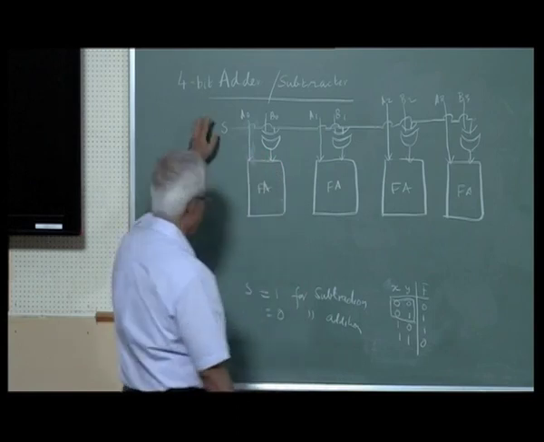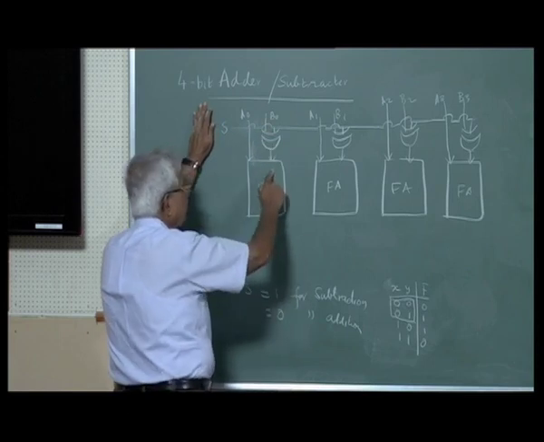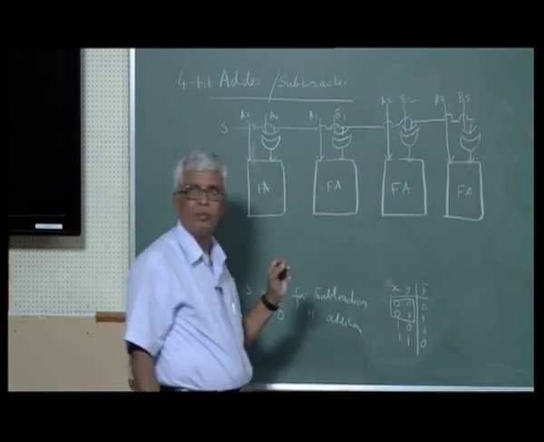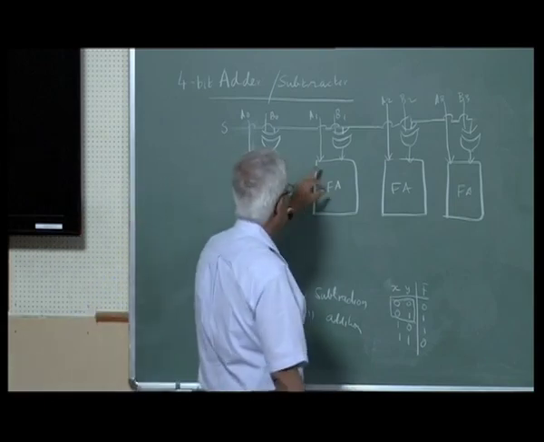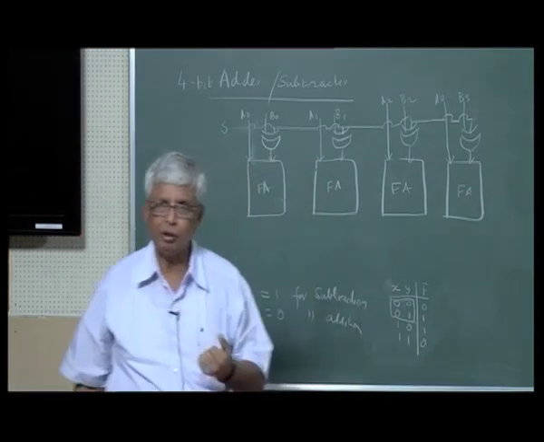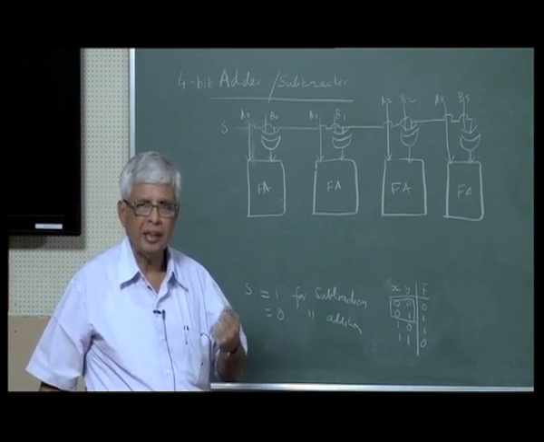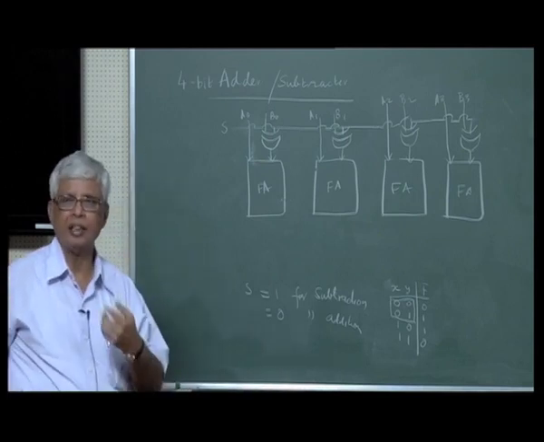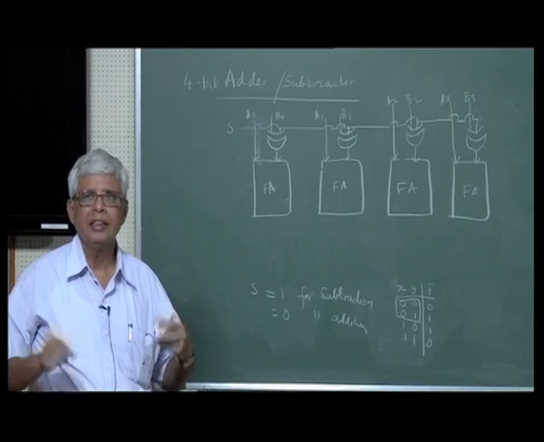So by making S equal to the subtraction signal, if it's a subtraction, I will get B0 inverted, B1 inverted, B2 inverted, B3 inverted. If it is addition, B0, B1, B2, B3 go through without any change. So now I have a full adder whose inputs are A's and B's. If it's an addition, A's and B's remain intact. Subtraction, A's remain intact, B's get inverted. That's all we wanted. One's complement is inversion of each bit.